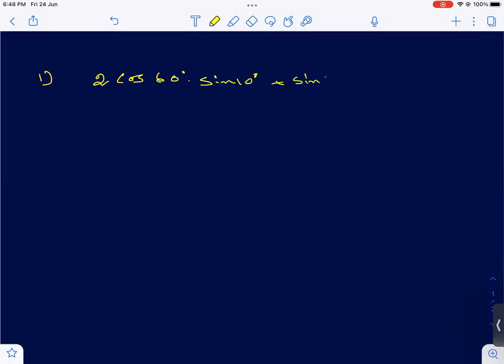plus sin 10. Therefore, we are getting sin 10, cos 60 means half, that we know. And so it is 1 minus 2 cos 60. That is coming to be, cos 60 is half, this 1 minus 1 is 0. Okay. So option is second option.